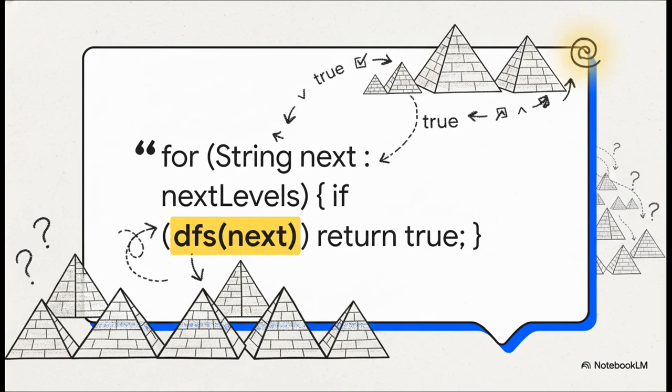And right here, this is the magic of recursion. This is where the function calls itself. It figures out all the possible next levels. And then for every single one of them, it says, okay, DFS function, call yourself again, but this time try to solve the puzzle starting from this new level. It really is like those Russian nesting dolls. Each doll inside is just a smaller version of the same puzzle. And if any one of those little inner calls finds a solution and returns true, that true just gets passed all the way back up the line.